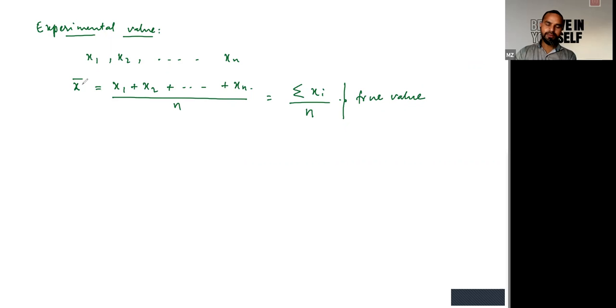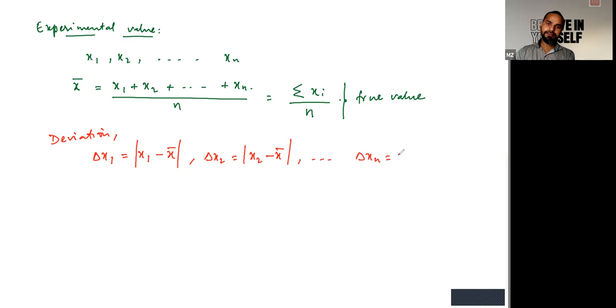Now, from this true value, just take the deviation of each experimental data with respect to the true value. Let's take delta x1, which equals mod of x1 minus x bar. Since this difference would sometimes give a positive value and sometimes a negative value, you have to take only the positive part. That's why I have put the modulus or absolute value here. Similarly, delta x2 would be equal to mod of x2 minus x bar, and so on, delta xn equals mod of xn minus x bar.